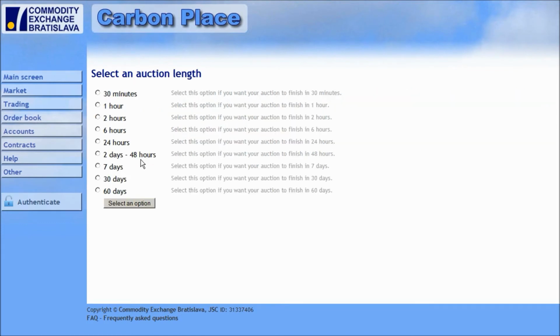Now we have to decide how long the auction should take place. Sometimes it is good to use shorter time periods like 30 minutes to 6 hours, and sometimes it is better to use longer periods like 30 days or 60 days. We will use in this auction a period of 30 minutes.